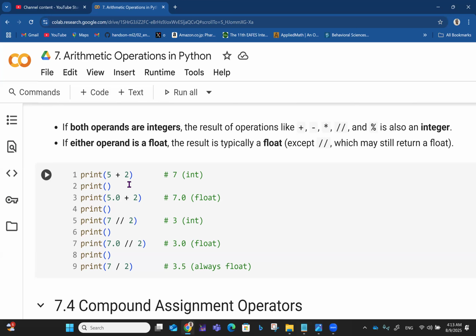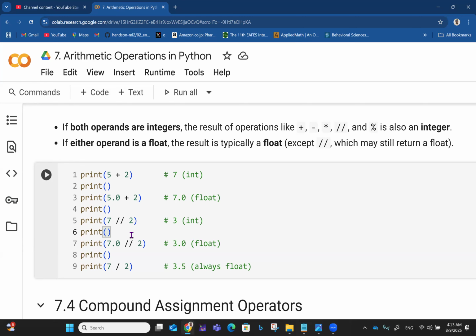Okay, so look at this now. Of course, we are used to this. I put all this blank print in between so that we can space out the results. So 5 plus 2, of course, is 7, normal. 5.0 plus 2 will not be 7. It will be 7.0 because this is a float. So integer plus integer gives integer. Then float plus integer will give you float.